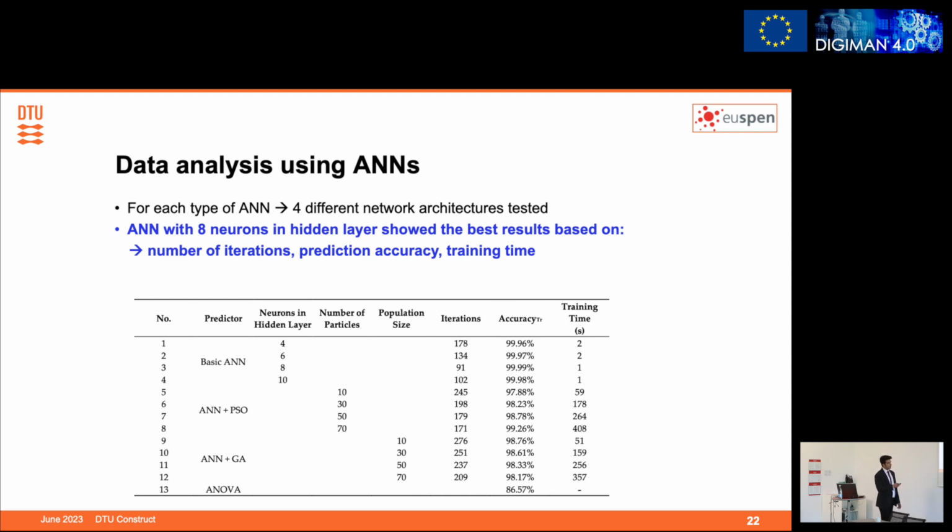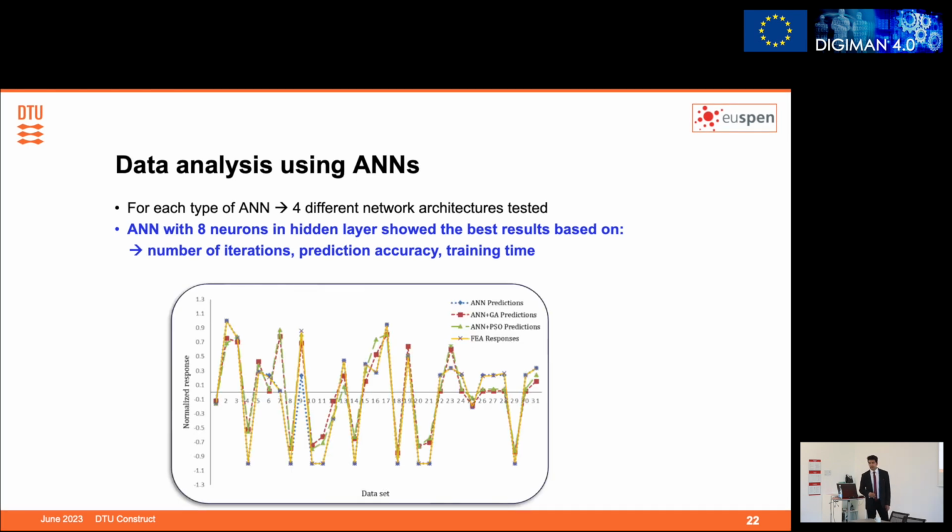For example, for the basic artificial neural network, we designed 4 different setups. In the first one, we considered 4 neurons in the hidden layer, then 6 neurons, then 8 and 10. So we have 4 different setups for each of these types of artificial neural network. And finally, we realized that the one in row 3 works better because it gives us better prediction accuracy in a lower time. So we decided to continue with this one.